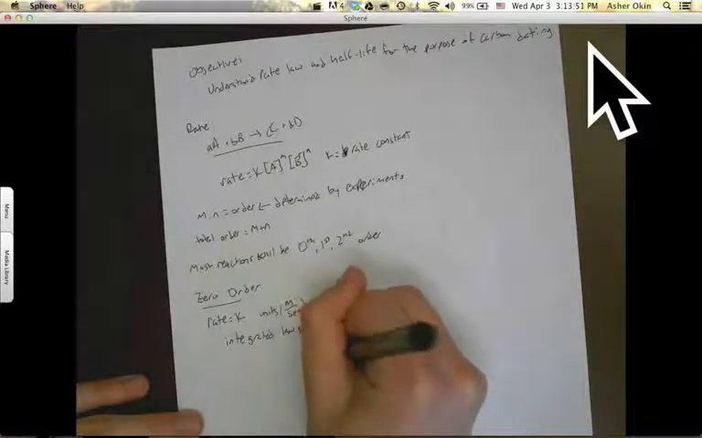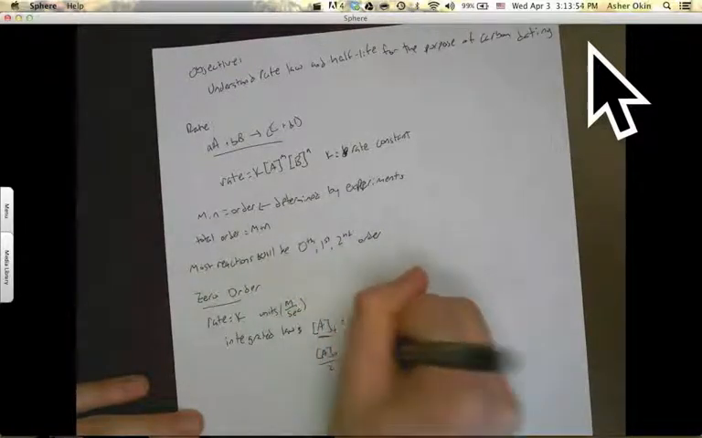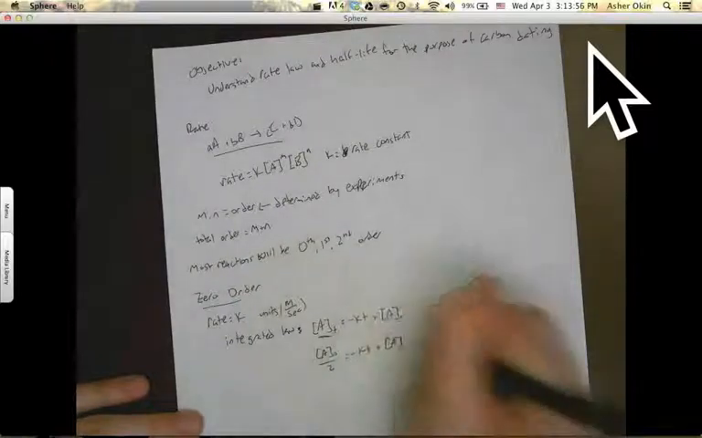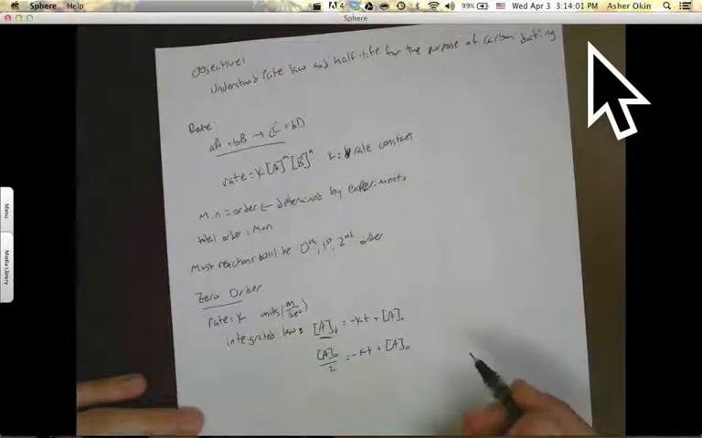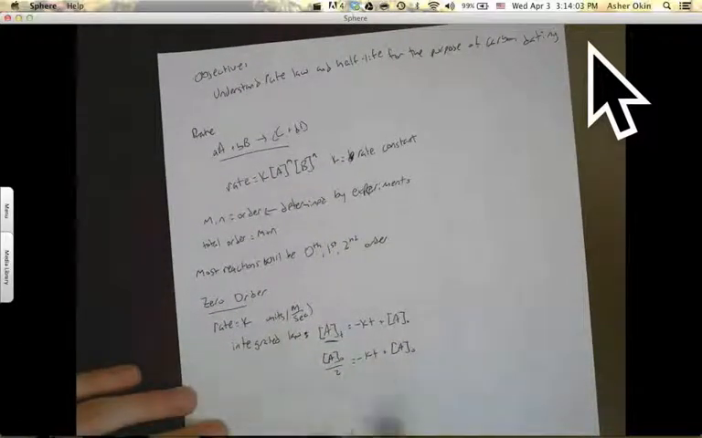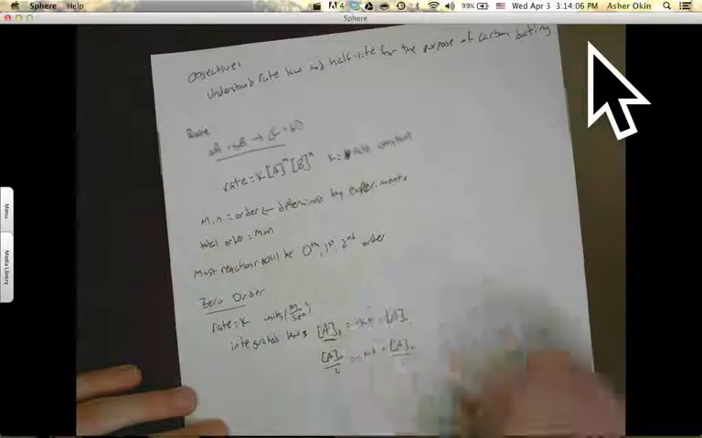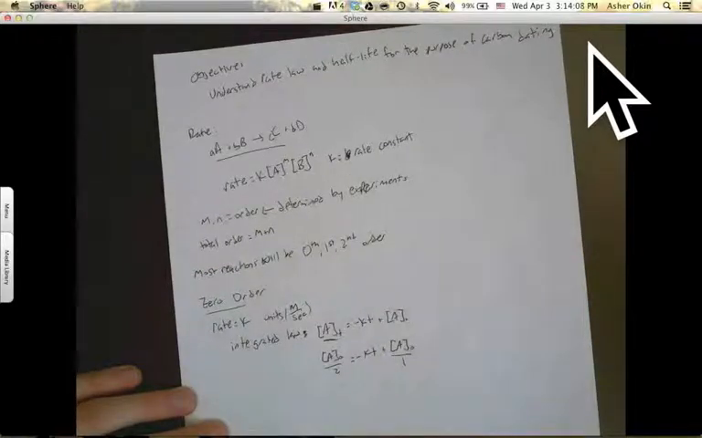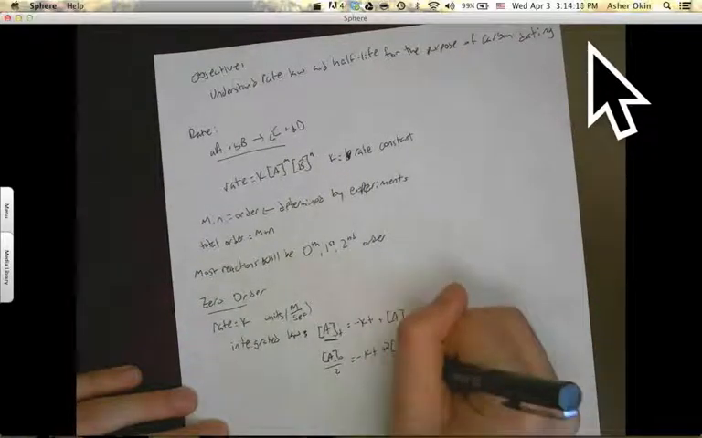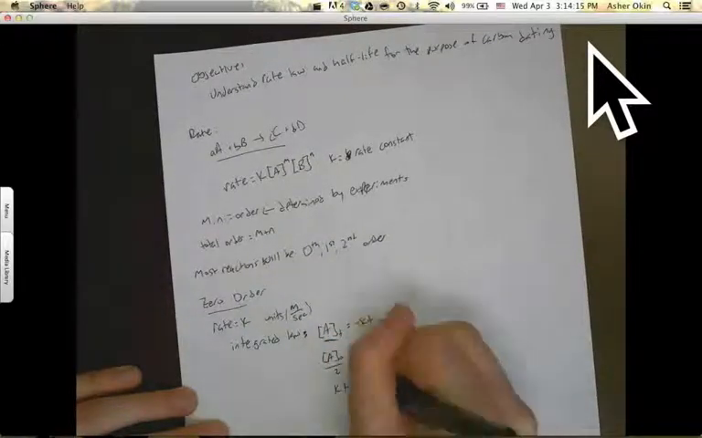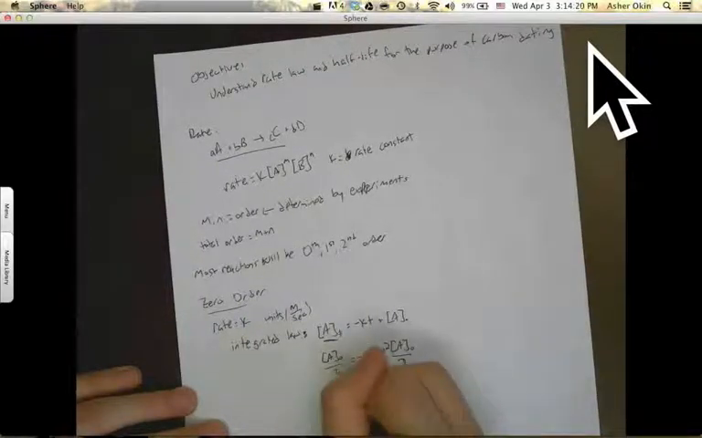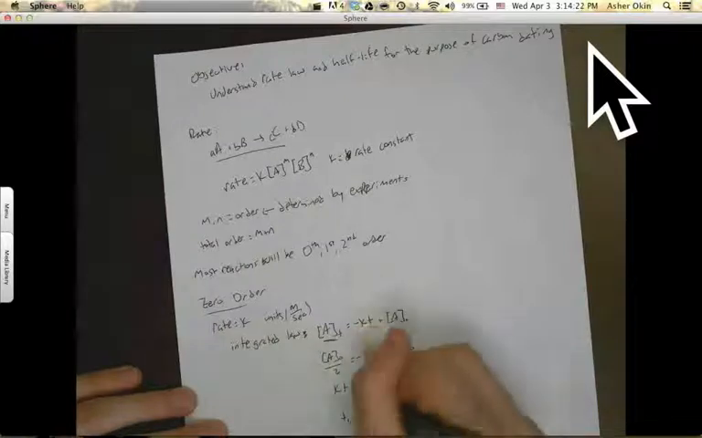So if we say that A naught over 2 equals negative kt plus our initial concentration, A naught, we can solve for t by subtracting over. This is the same thing as saying A naught over 1, or 2 A naught over 2. So we'll get kt is equal to A naught over 2, which means that our half-life, t one-half, is equal to A naught over 2k.